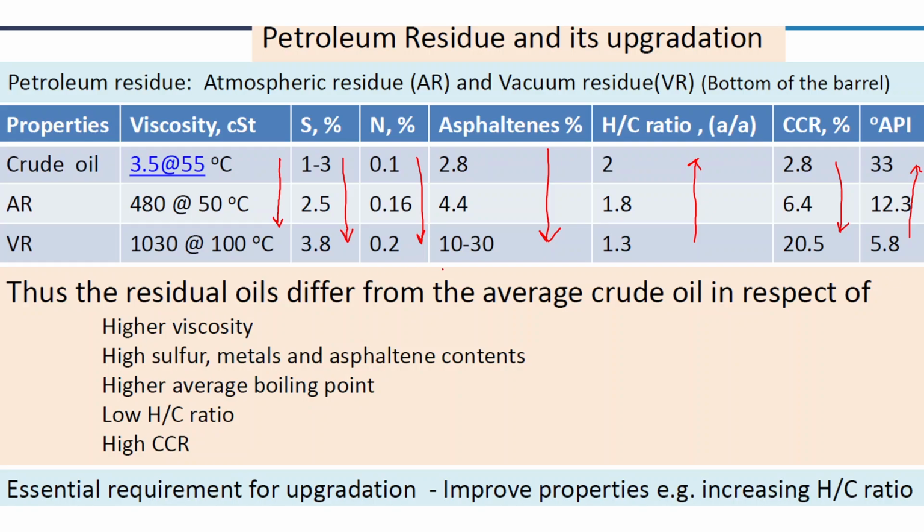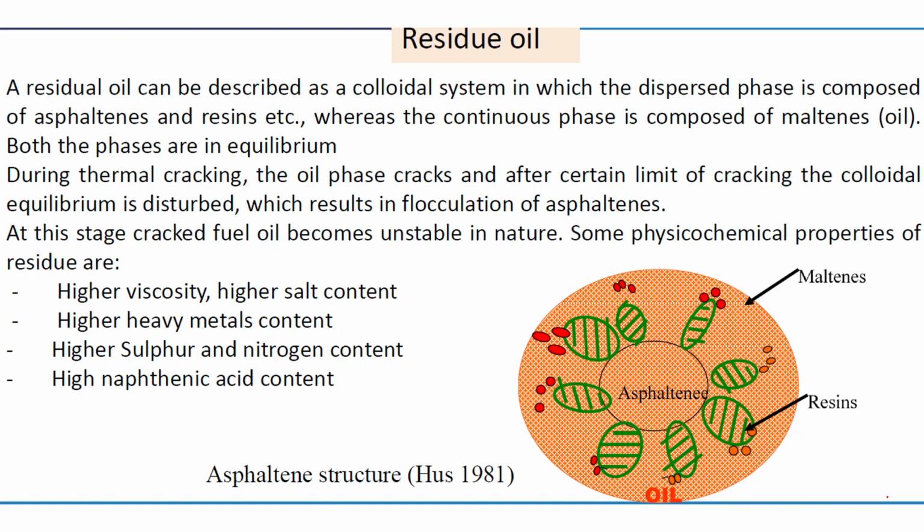So the residual oil differs from the average crude oil. Basically, the residual oil, which is after the vacuum residue, with the degradation of quality, what happened? The viscosity increases, sulfur, metal, and asphaltene content increases, average boiling point increases, hydrogen to carbon ratio decreases, and carbon residue ratio increases. So the essential requirement for upgradation is improved properties. That is, we have to increase the hydrogen to carbon ratio if we want to improve the quality of the crude oil or the products from the crude oil.